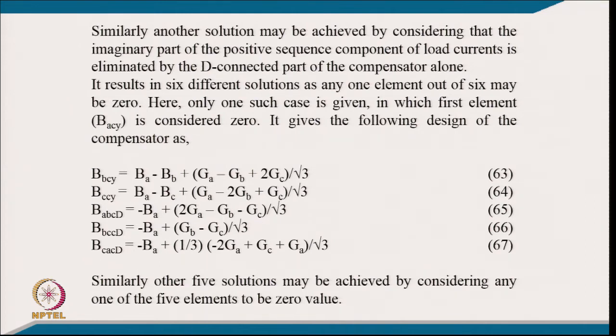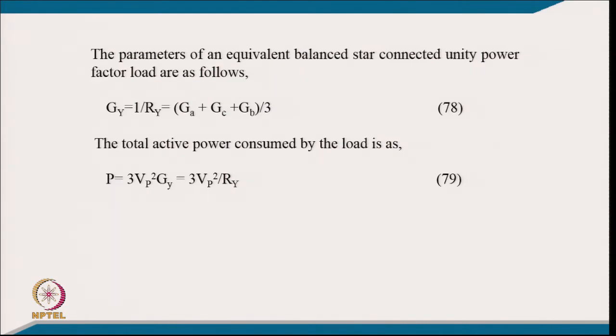Similarly, the other 5 solutions may be achieved by considering any one of the 5 elements of the compensator to be 0. So, in that manner you will have typically 6 solutions. After compensation under any one condition, you find the parameters of the equivalent balanced star-connected unity power factor load are as follows.